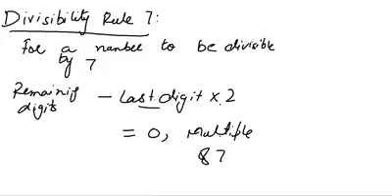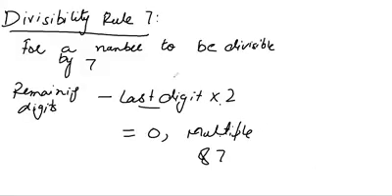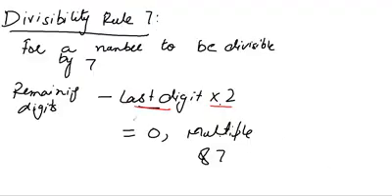Okay, let's take an example, 413. Check the rule first. The rule is last digit multiplied by 2. So the last digit multiplied by 2, we will get 6. Then subtract it from the remaining digits.